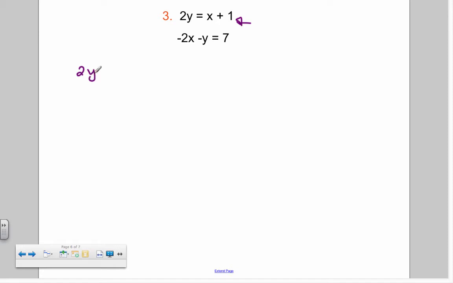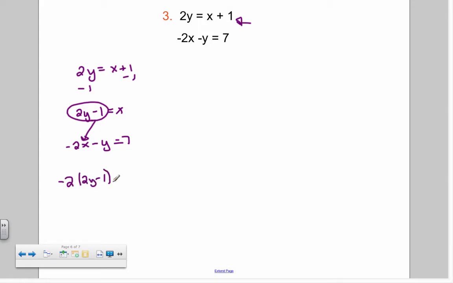Here I have 2y equals x plus 1. And I'm just going to subtract 1 from each side. 2y minus 1 equals x. And now I have to substitute this, what x is, into the opposite equation where x is. So if my opposite equation is negative 2x minus y equals 7, I need to take all of this and plug it in where x is. Because this negative 2 is multiplying, I have to put this 2y minus 1 into parentheses. Now it's minus y equals 7.